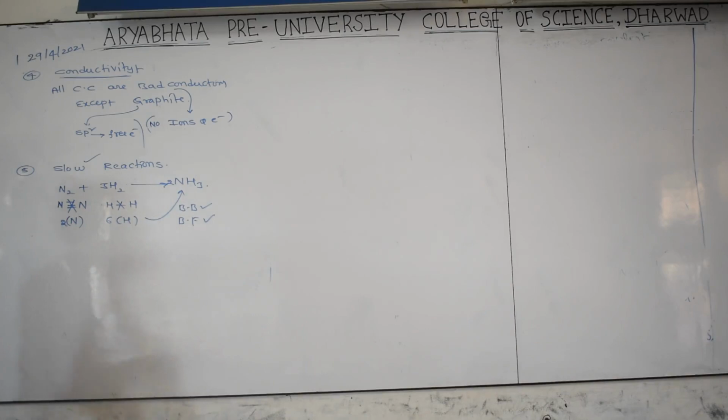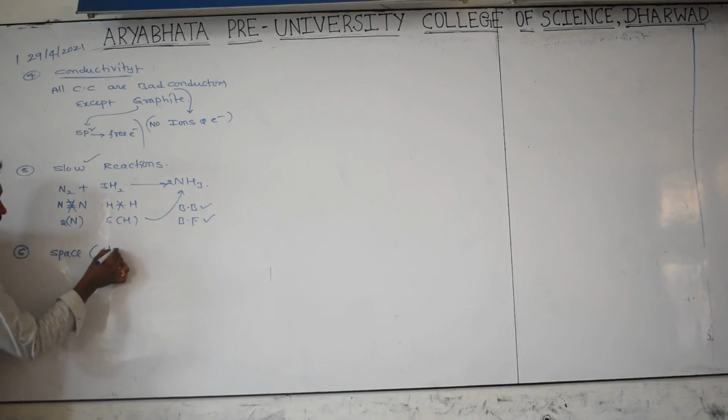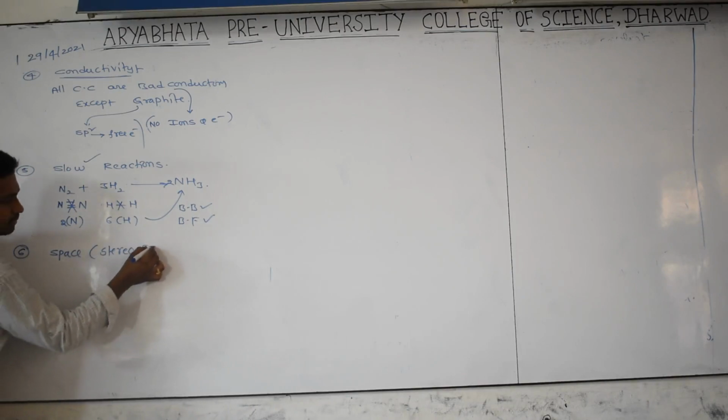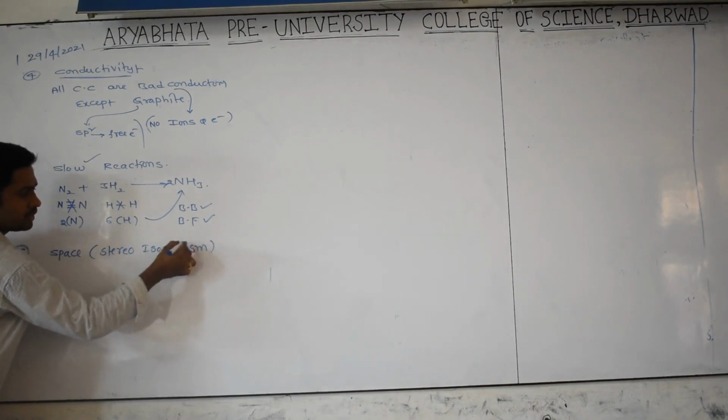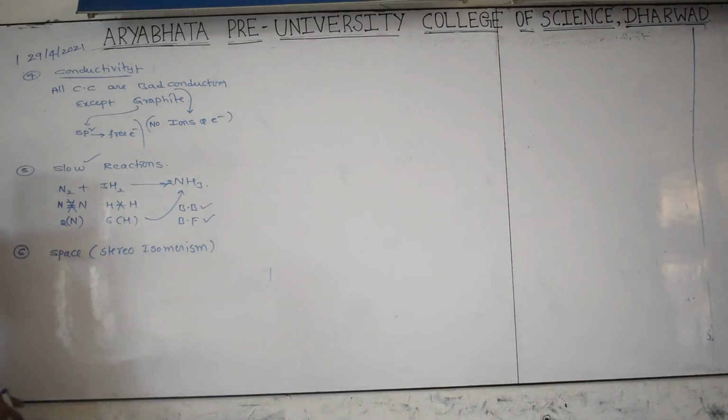This takes place by taking some time. That's why they are called slow reactions. You can see one more thing, they are exhibiting space isomerism, also called stereoisomerism. Already in ionic compounds I explained very clearly. Sir, why is this exhibiting space or stereoisomerism?